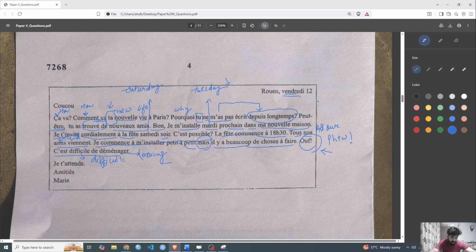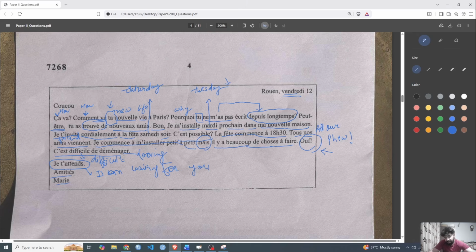And then she says in the end, which is a very beautiful phrase, you can always use this in your invitations: "Je t'attends". So I will be waiting for you. I am waiting for you. So you can write it always.